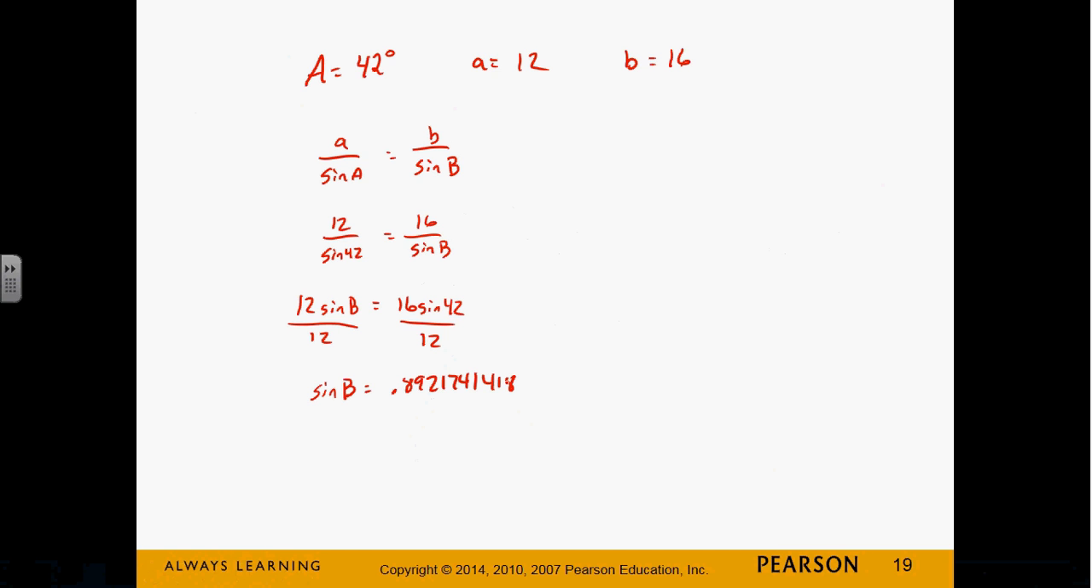Sine B equals 0.89217414418, whatever. So do I have a triangle? Yes, I'm guaranteed to at least have one triangle. All right, so if that's the case, then I use the arcsine function of that number. And I get that B is equal to, let's round it to the nearest degree, 63 degrees.